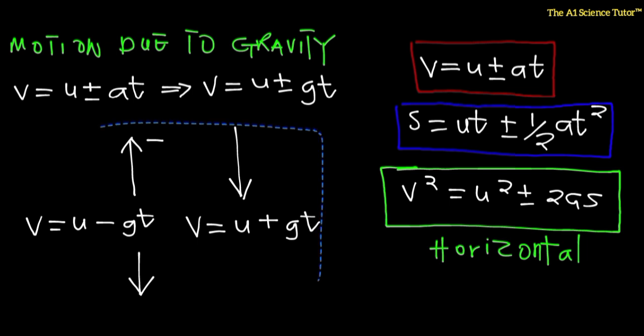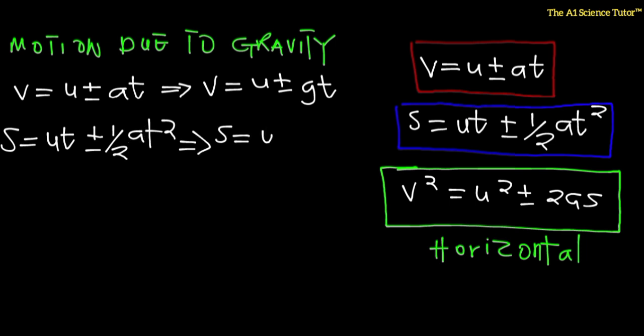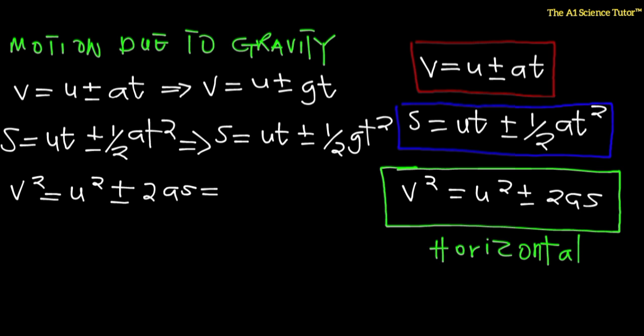So that works for every other equation that we're actually going to look at here. Now we also have the second, the displacement, which is ut plus or minus 1 over 2 at squared. Instead of using this a, I'm rather going to use g. So s would rather be ut plus or minus 1 over 2 gt squared. Then if I have v squared is equal to u squared plus or minus 2as, in this case I would rather use g. That will be u squared plus or minus 2gs.